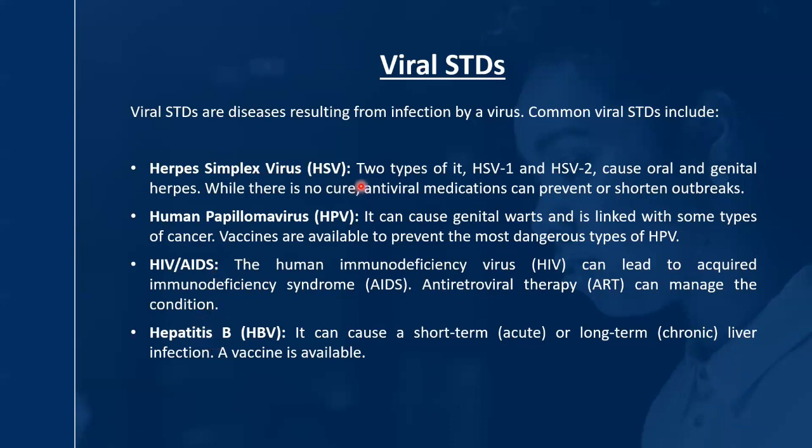So the first virus is herpes simplex virus. It has subtypes HSV1 and HSV2. Both cause different types of infections, oral and genital herpes. While there is no cure, antiviral medications can prevent or shorten the outbreak.